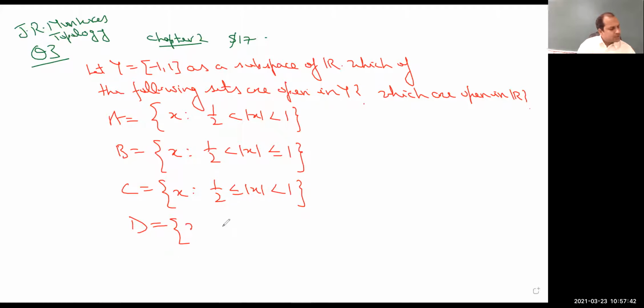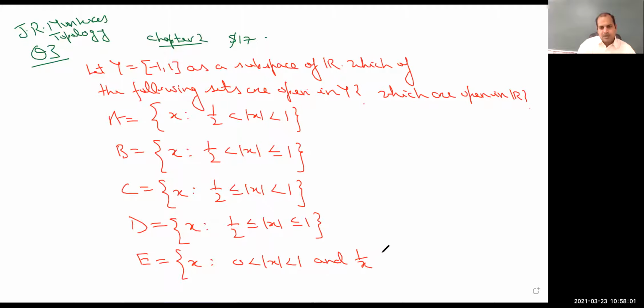And D part, set D is the collection of all those x such that half is less than or equal to mod of x is less than or equal to 1. And E part, set E is the collection of all those x such that 0 is less than mod x is less than 1 and 1 by x is not a natural number. So this is the question.